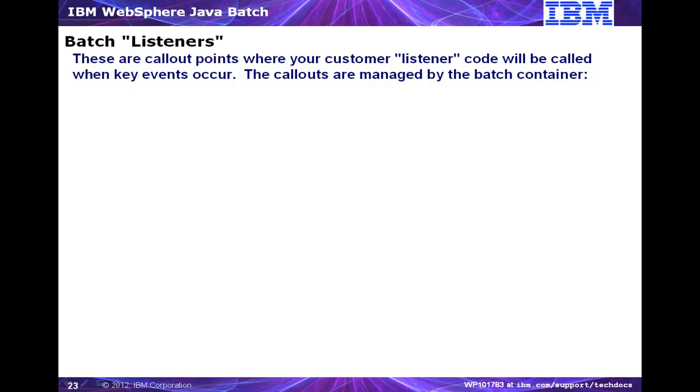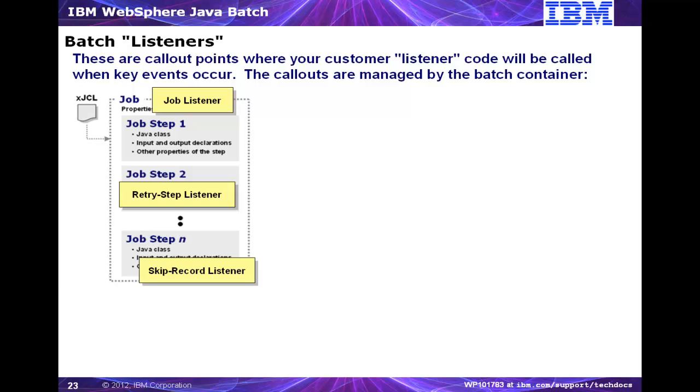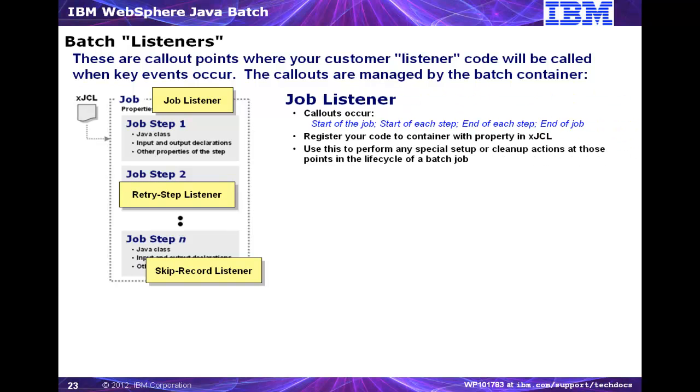We've mentioned listeners several times so far. Listeners are called by the batch container at certain points in batch processing. This allows code you write to get control so custom processing may occur at that point in the batch job. There are three types of listeners: job listener, retry step listener, and skip record listener. We'll start with the job listener.